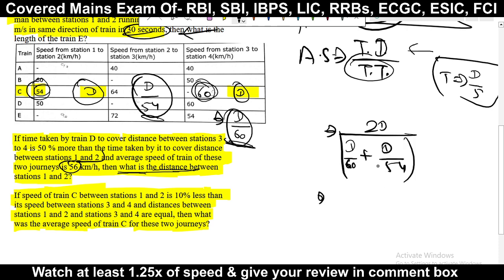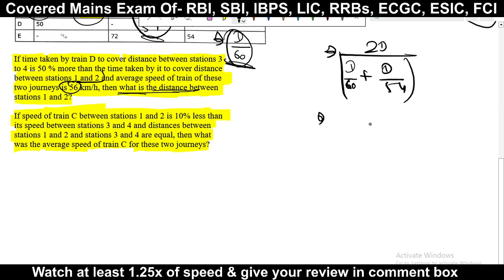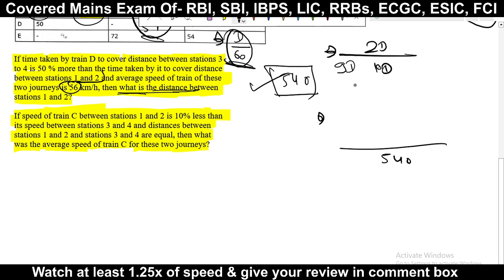To add this, we have to take the LCM. So what will be the LCM? The LCM will be 540 only. 6 9s are 54, 6 10s are 60. These are consecutive numbers, that's why we simply take this. Write here 540, and if you solve this, 540 divided by 60 gives 9d, and here it will be 10d. 9d plus 10d equals 19d. I'm writing this here directly, 19d, and 540 will go here.